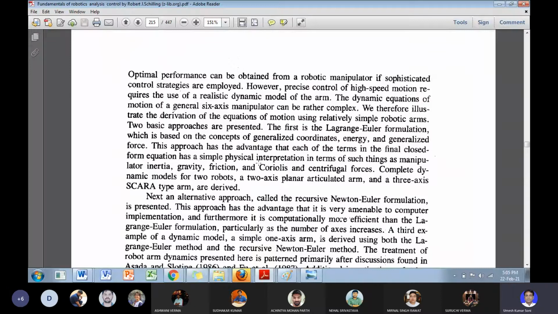So Vk represents the linear velocity and omega k represents the angular velocity. So the total kinetic energy of the arm is the sum of the kinetic energies of its links. So this is the mass vector, this is the velocity vector, and this is the transpose velocity vector.